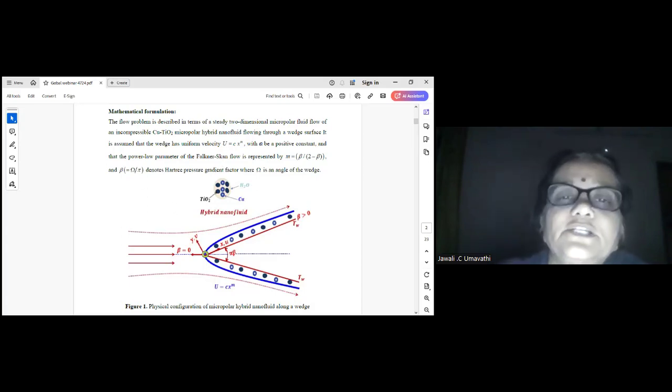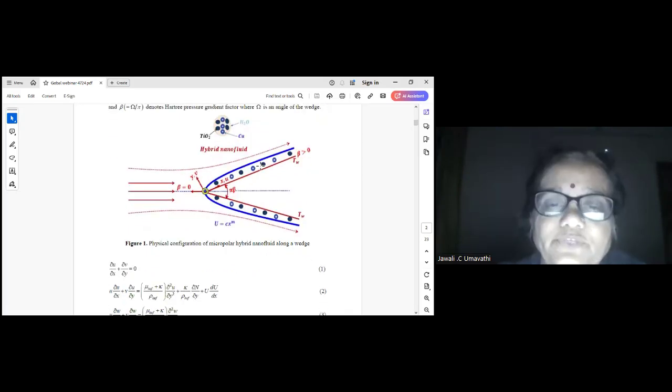So it's a beautiful relation. Normally, most of the papers do not include this one. So this is also an important contribution of this work.